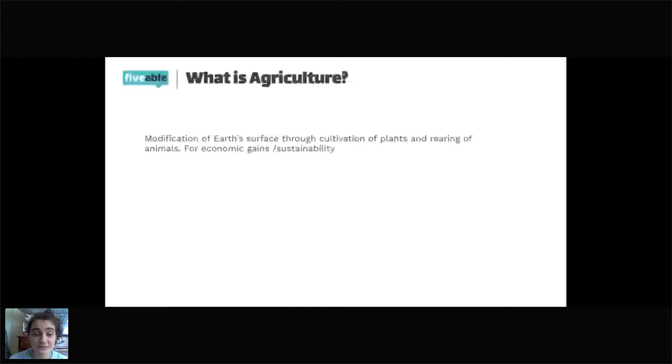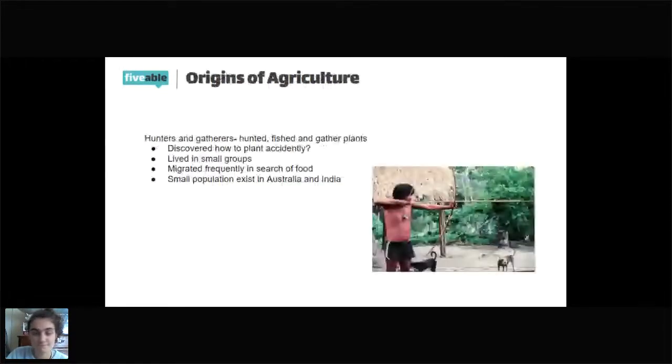And sustainability would be cultivating on a smaller scale, only for consumption. So for example, I would have a small farm, right? I would cultivate specific fruits and crops to sustain my family and for consumption, not for any economic gains. So, the origins of agriculture.